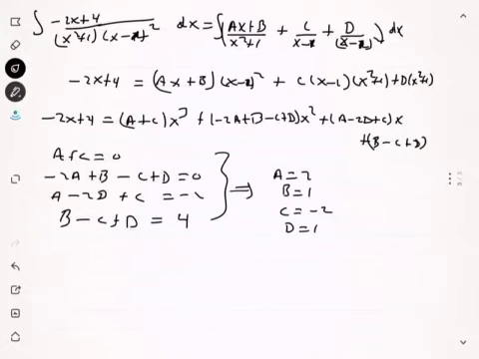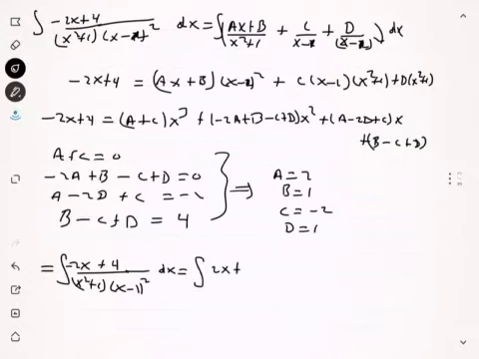So then the integral of minus 2x plus 4 divided by x squared plus 1 times x minus 1 squared dx is going to be equal to the integral of 2x plus 1 divided by x squared plus 1 minus 2 divided by x minus 1 plus 1 divided by x minus 1 squared dx. And then you just integrate this.